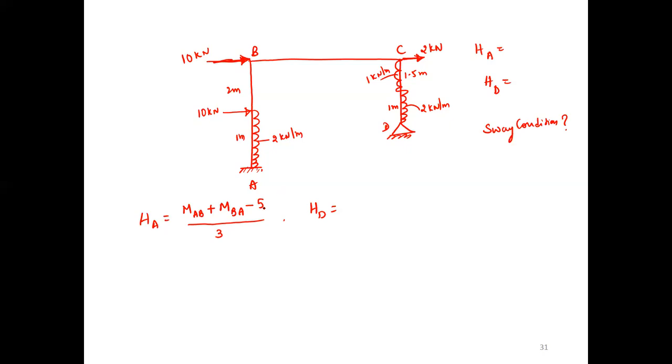Yes, sir. UDL should be converted now. If the UDL is converted, it will become 2 into 1, which is 2 kilonewton, at 0.5 meter and 0.5 meter. So when you take this moment, plus 2, the total is 2.5 meters. So it will be the moment 4.4.